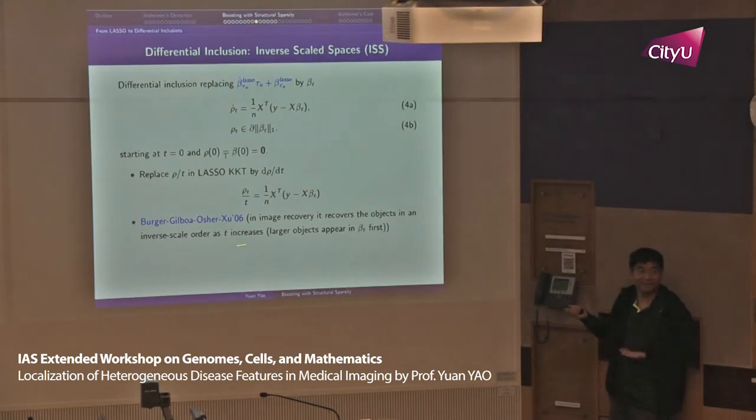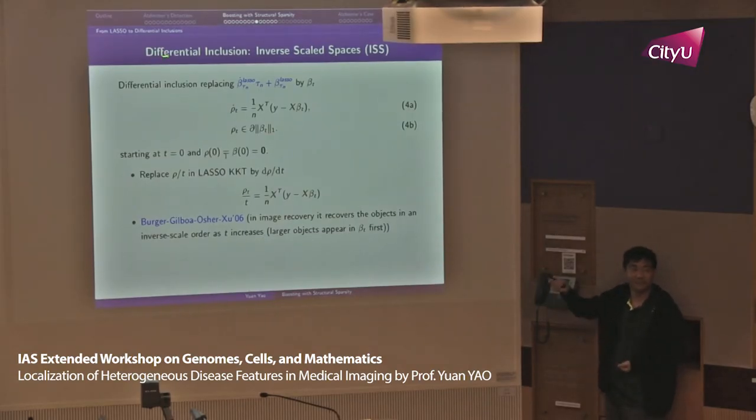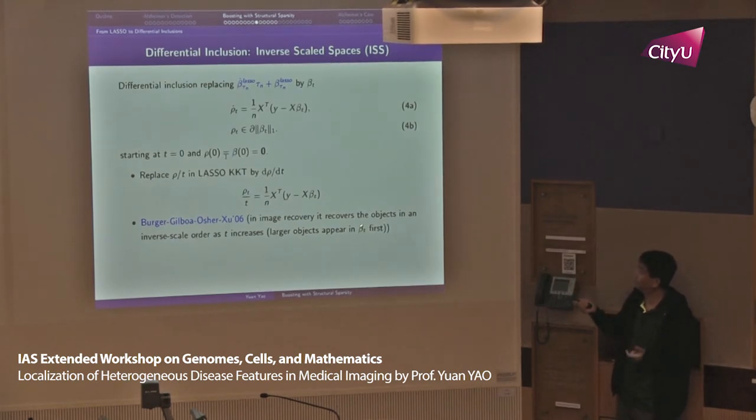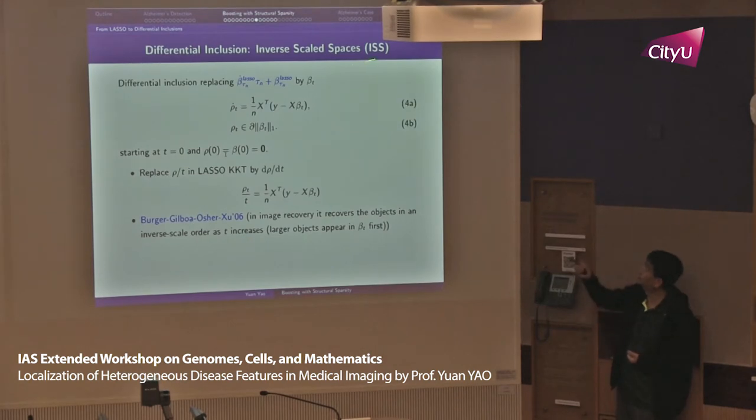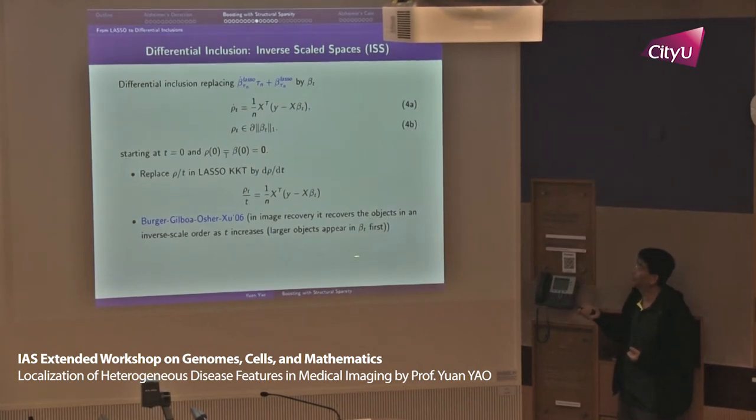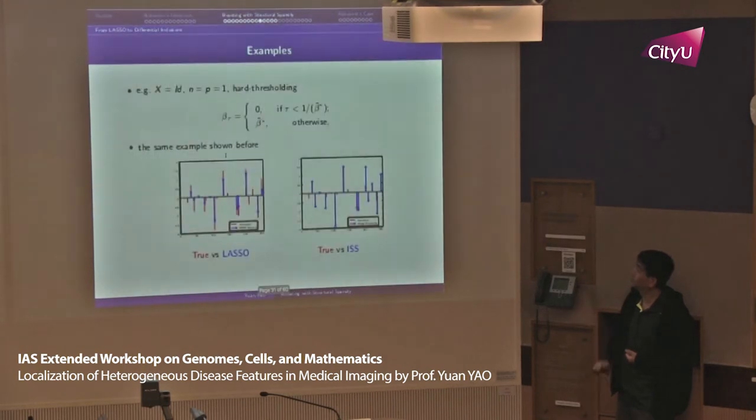That's why I use t in the model parameterization, just because of this analogy between the Lasso and this differential inclusion. This interesting dynamics was first suggested by Osher's group in 2006 in image recovery. They observed that along these dynamics, the objects at large scale will first appear, and the fine scale will appear later as t increases. So they call it inverse scale space. That gives you a family of models from coarse grain to fine detail. So this is a very interesting dynamics, and we bring it back to sparse modeling in statistics.